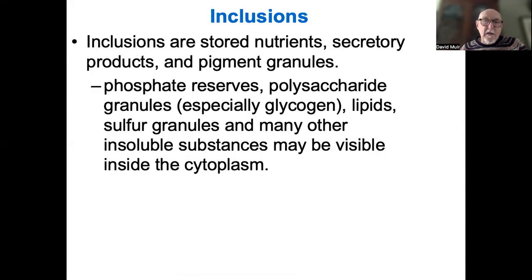In addition, in the cytoplasm, we may have all sorts of inclusions. Very often these are things like phosphate reserves, glycogen, which is a fuel. It's a polysaccharide. We also have glycogen, but it's a common storage product in bacteria. Lipids, sulfur granules, many other things may be accumulated and visible inside the cytoplasm.